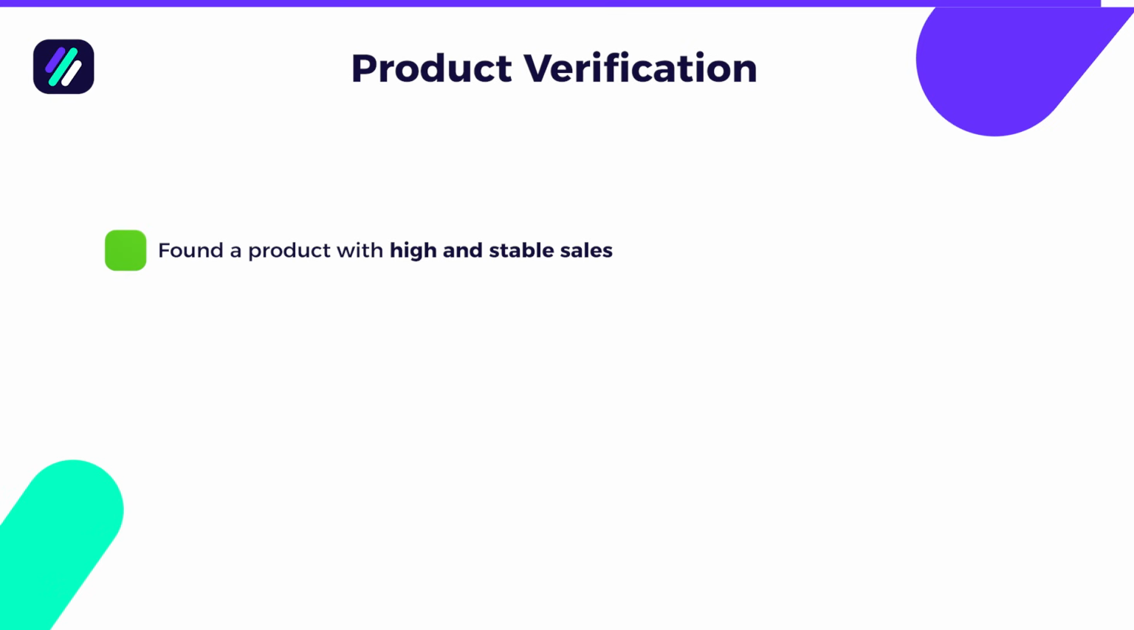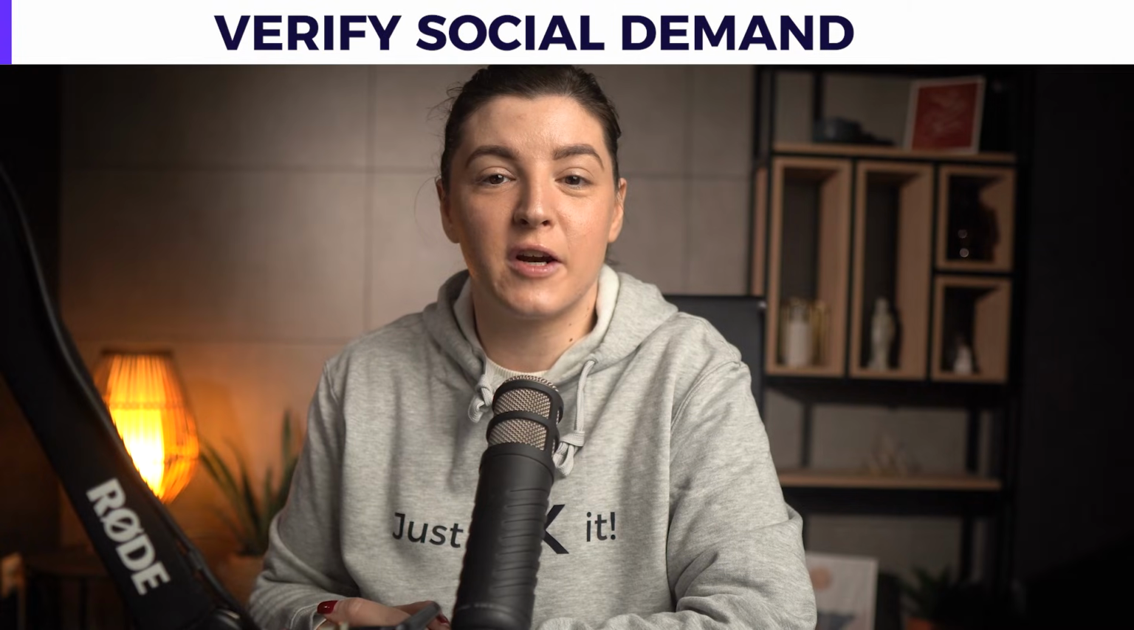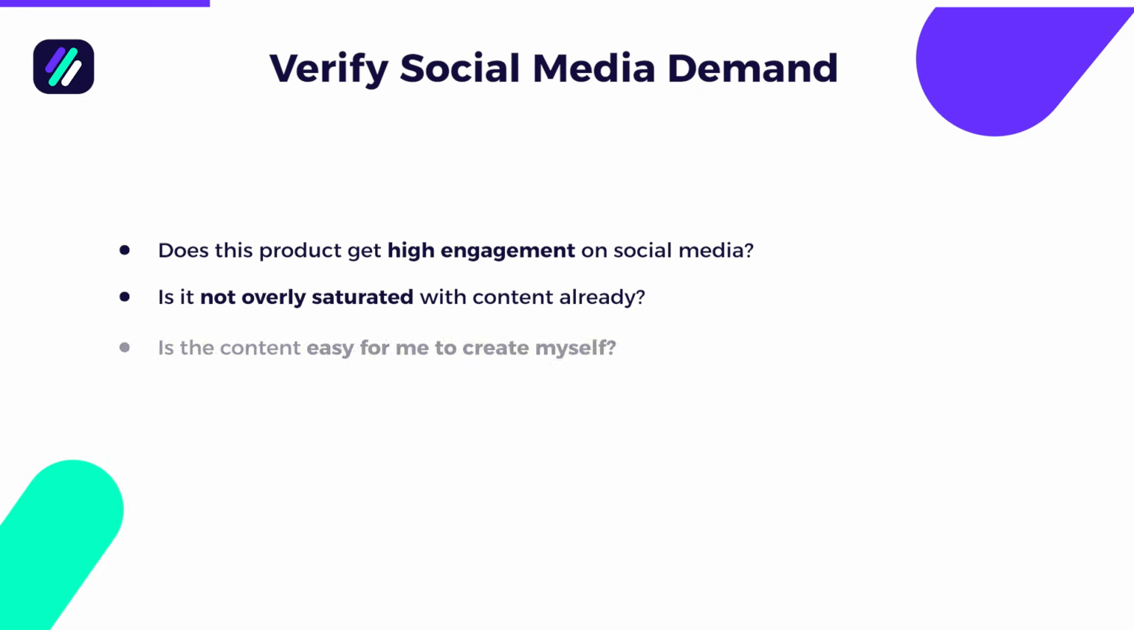So now we've done exactly what we wanted to do. We found a product with high and stable sales, verified that it meets all the winning product criteria, and confirmed that the product can be sourced with a strong profit margin. One last thing I like to do before fully committing to a product is verify its social media demand. There are 3 things I want to confirm. 1, does this product get high engagement on social media? 2, is it overly saturated with content already? 3, is the content easy for me to create myself?